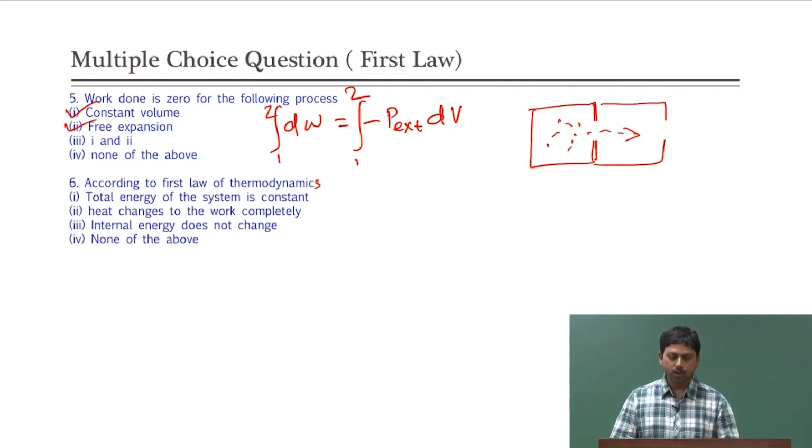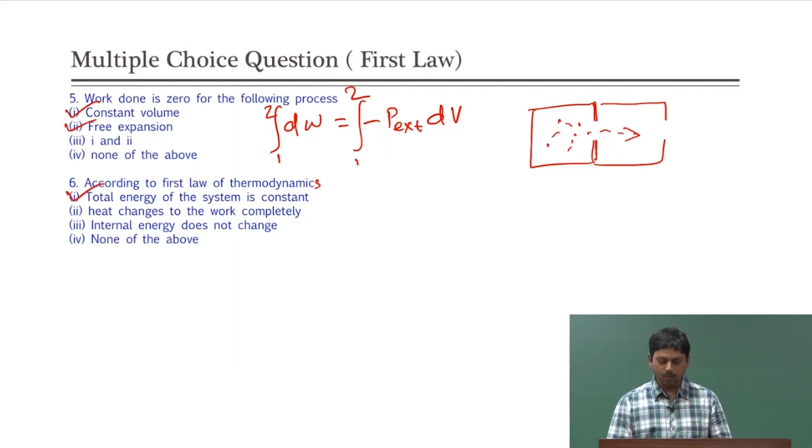So, sixth question: according to the first law of thermodynamics, total energy of the system is constant, heat changes to work completely, internal energy does not change, and none of the above. Now, first law of thermodynamics is the law of conservation of energy. So, therefore, it says that the total energy of the system will always remain constant. So, therefore, the first one is always right.